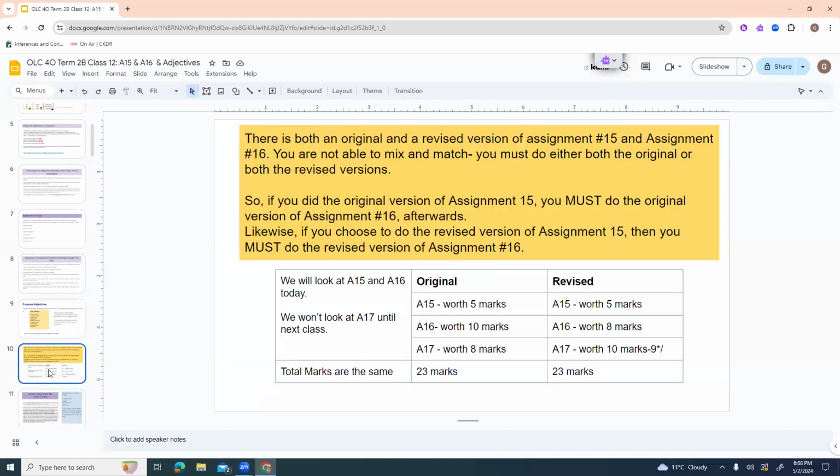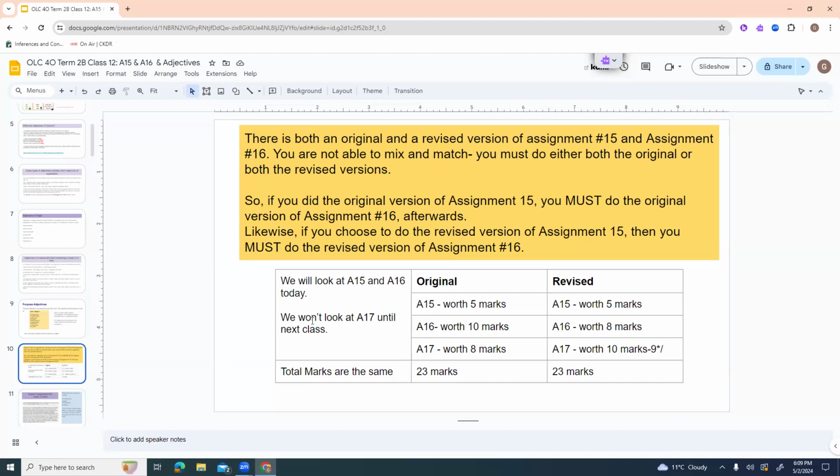Okay, so as I mentioned the other day, I'm right in the middle of revising the Unit 1 for OLC 40. And there is both an original and a revised version of assignment number 15 and assignment number 16. You're not able to mix and match. You either have to choose both the originals or both the revised versions because they're kind of connected. So if you do the original version of assignment 15, then you have to do the original version of assignment 16 afterwards. Likewise, if you choose the revised version of 15, then you have to do the revised version of 16 and 17. I forgot about that.